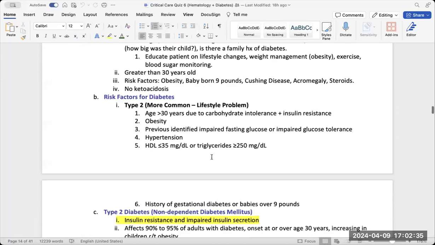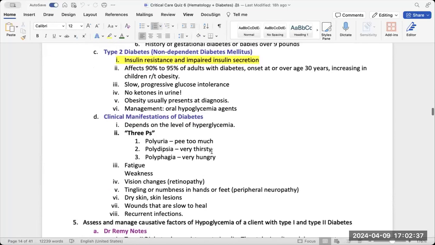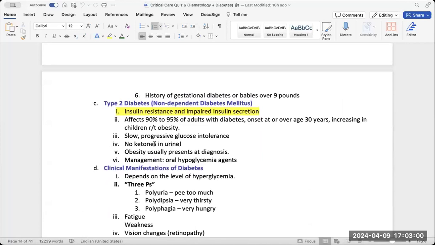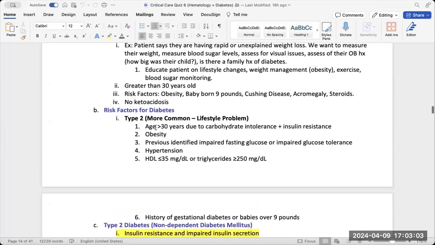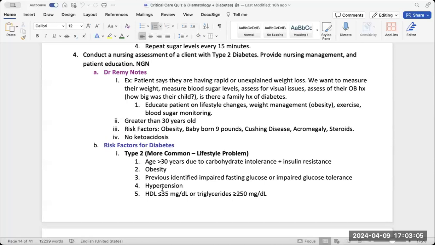For the signs and symptoms, or the clinical manifestations, it's the same as type 1, except there are no ketones in the urine. It's not a necessity to have ketones in the urine for type 1, but it could be a finding you'll see in type 1. You would not see that in type 2. But they all will have the visual changes, tingling and numbness in the hands and feet because they have neuropathy. They can have recurring infections, wounds that are slow to heal. All the same, okay?